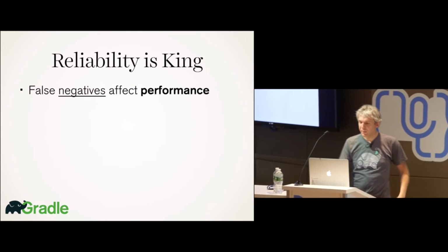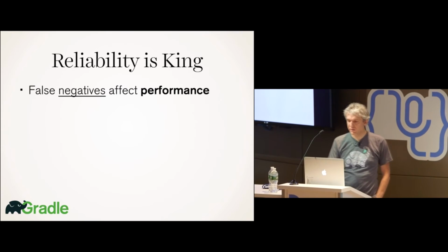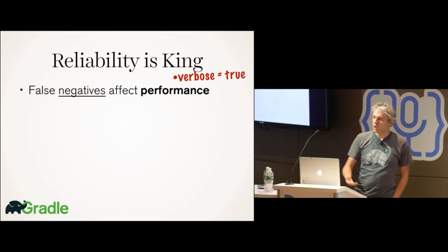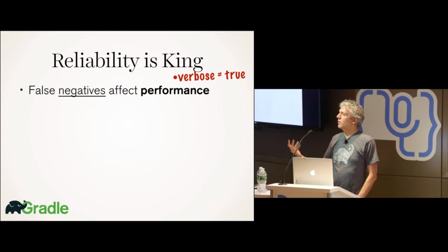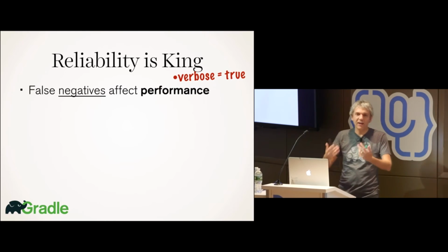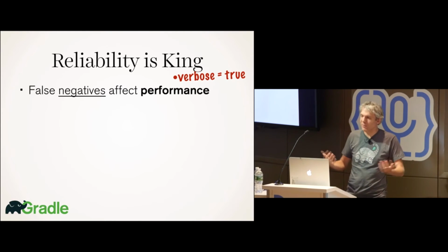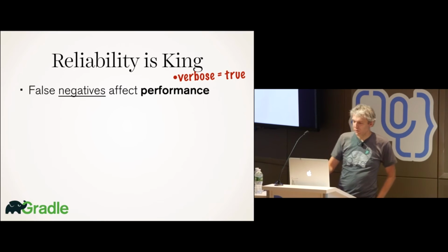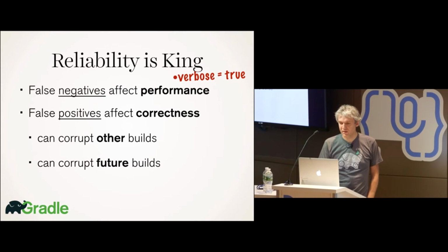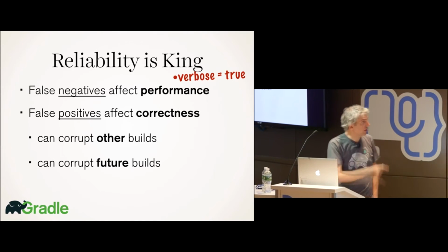Okay, so reliability is king, right? False negatives affect performance, like verbose equals true should not be part of the key for the output of the task. Whether the logging is verbose or not verbose while creating the output of the task shouldn't matter for the actual output, right? And false positives obviously affect correctness, right? They can corrupt other builds, can corrupt future builds. So that is the most important thing to avoid.